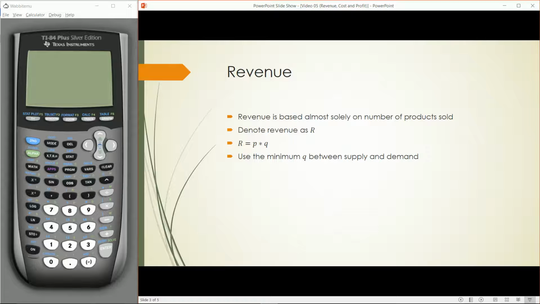Now, here's why we use the minimum for revenue. Because if you have a supply of 500, but only 10 get sold, you're not making money on all 500. You're only making money off of 10 of them. So you have to use only the minimum.